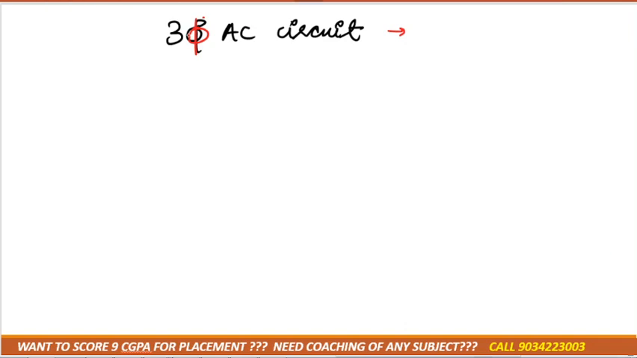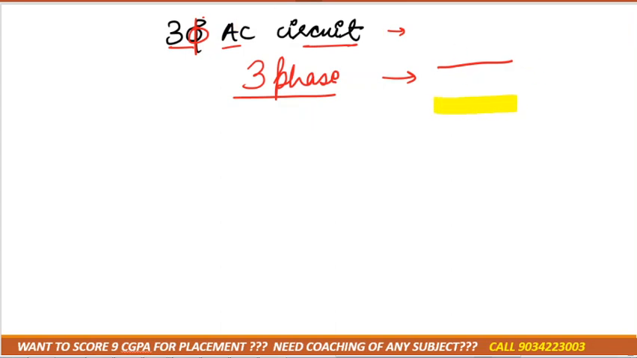Now your next module is three-phase AC circuit. As its name suggests, three-phase means we are having three wires. One wire is of red color that is denoted by R, another wire is of yellow color that is denoted by Y, another wire is of blue color that is denoted by B. So three phase means three wires and three wires of different color.